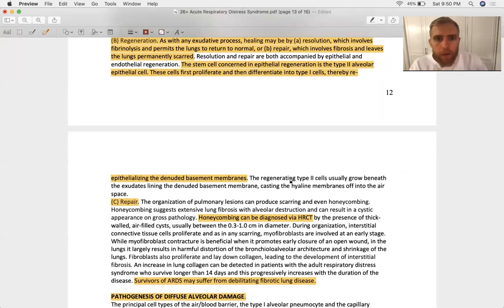Big point. The stem cell concerned in epithelial regeneration is the type 2 alveolar pneumocyte of epithelial origin. These cells proliferate and then differentiate into type 1 pneumocytes, thereby re-epithelializing the basement membranes. That's a big deal.